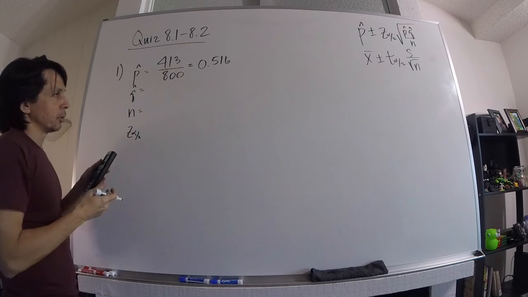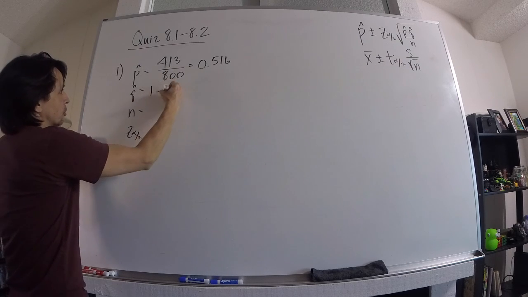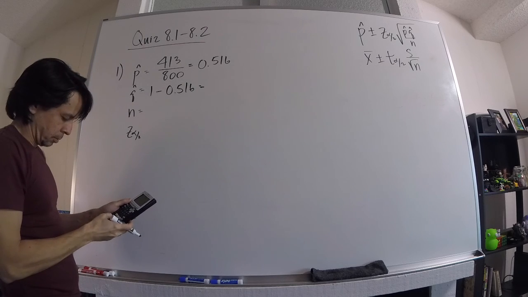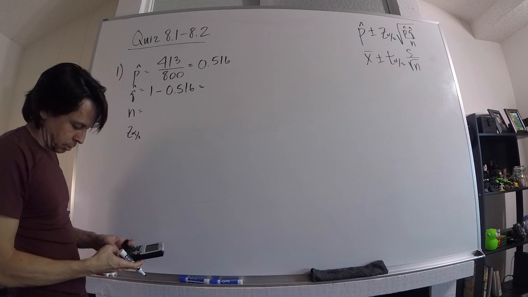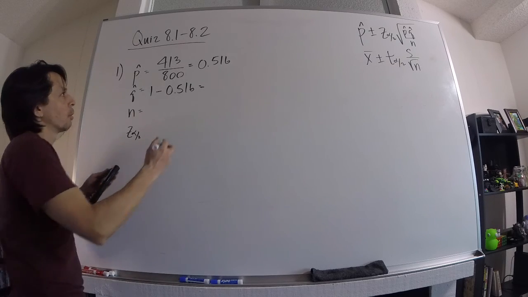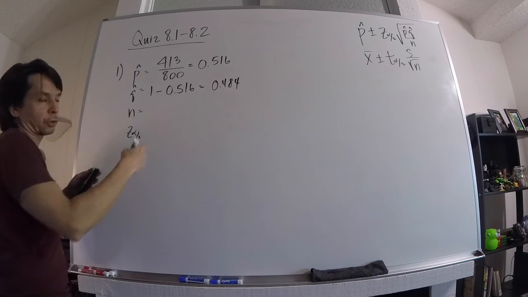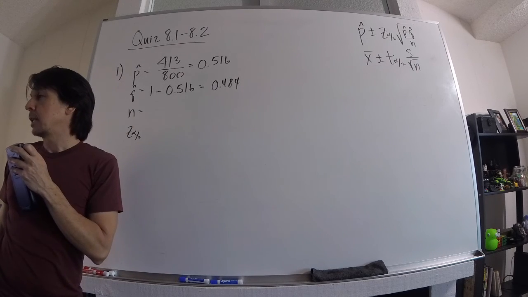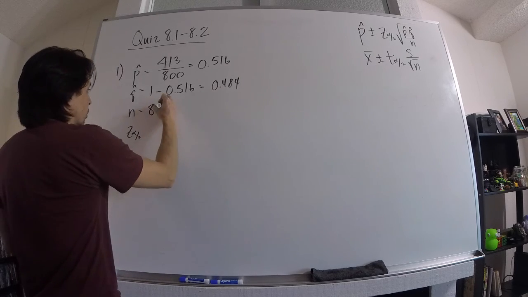We're going to go further and do a confidence interval. Q hat is going to be 1 minus 0.516, which is 0.484. And N, make sure you're reading this problem carefully. It's not the 413, it is the 800 registered voters that were surveyed, so your N is 800 here.